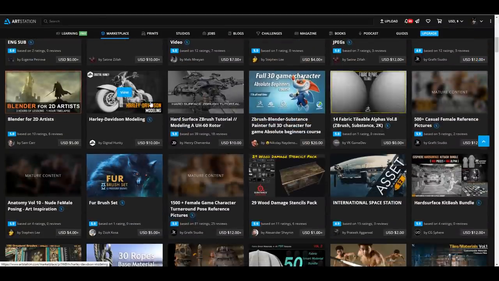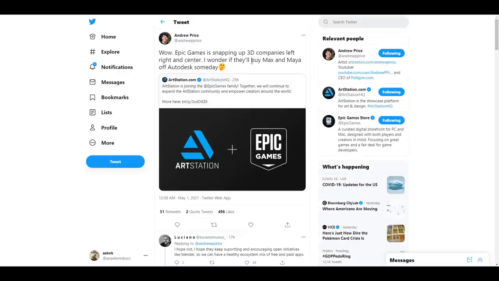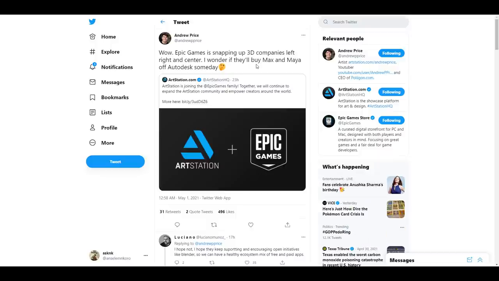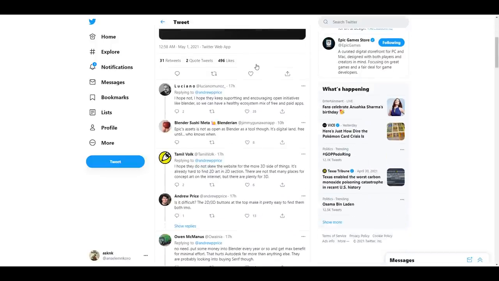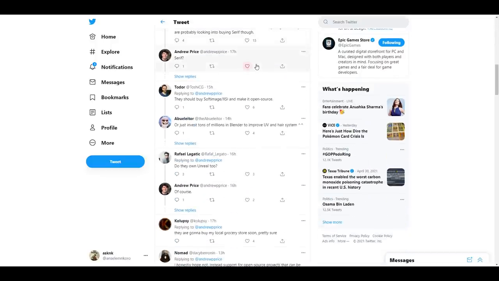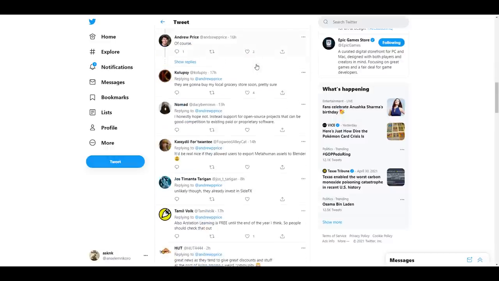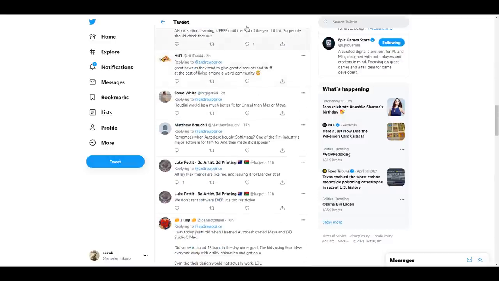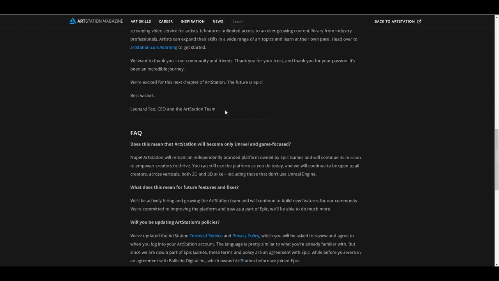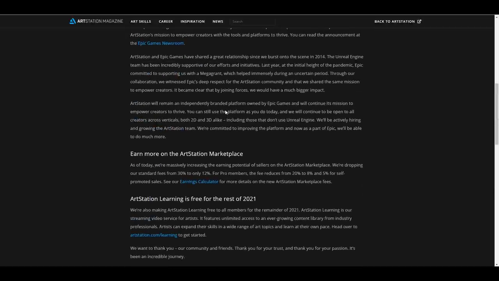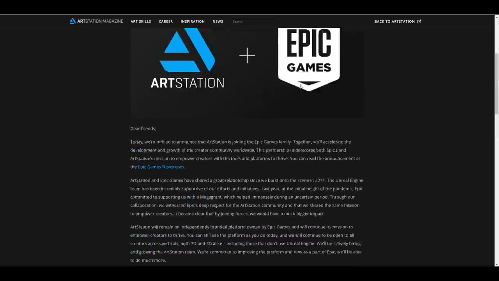And of course, we're going to take a look at something from Twitter. So Andrew Price did say something earlier in the day where he said, "I just wonder if they will buy Max or Maya off Autodesk someday." And yeah, there is a conversation about that one as well. Some people are for it, and some people are against it. And I just think that may be something that they're looking forward to. I don't know. If they do purchase Maya tomorrow or they purchase Max tomorrow, it's not going to come as a surprise for me, because the signs are there, all right? The signs are all there.